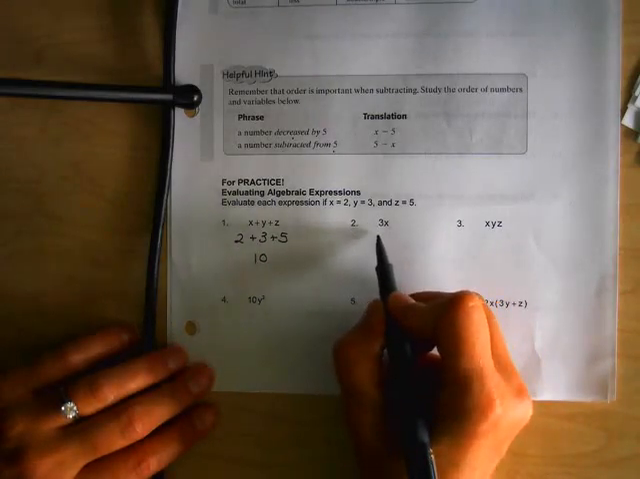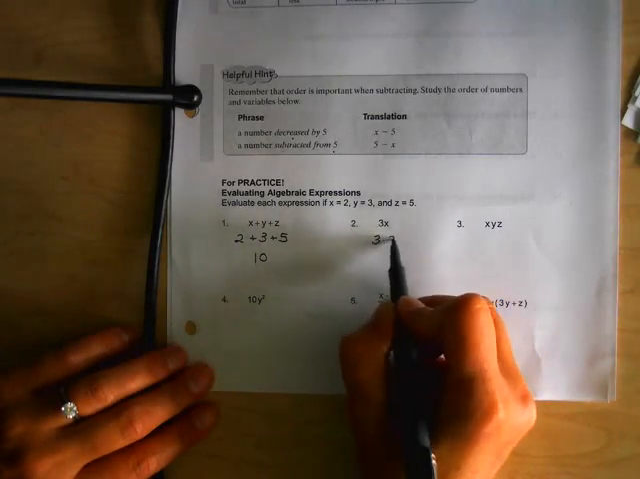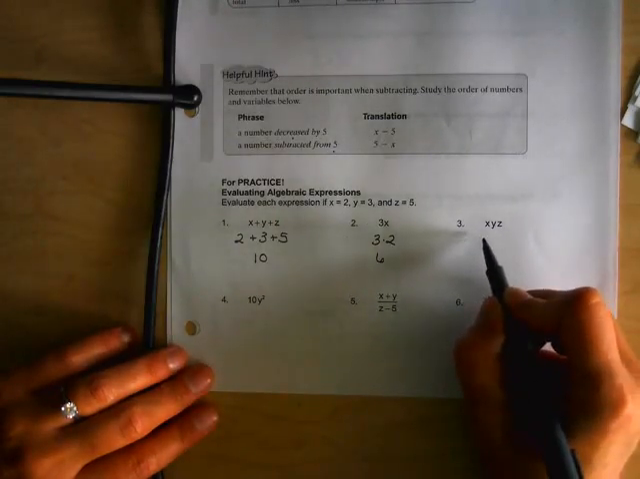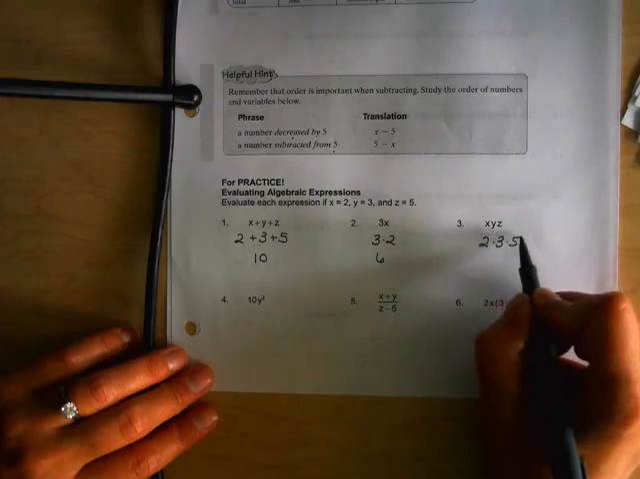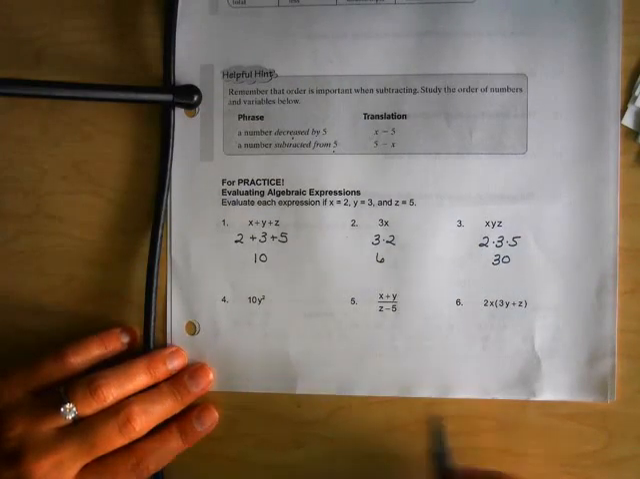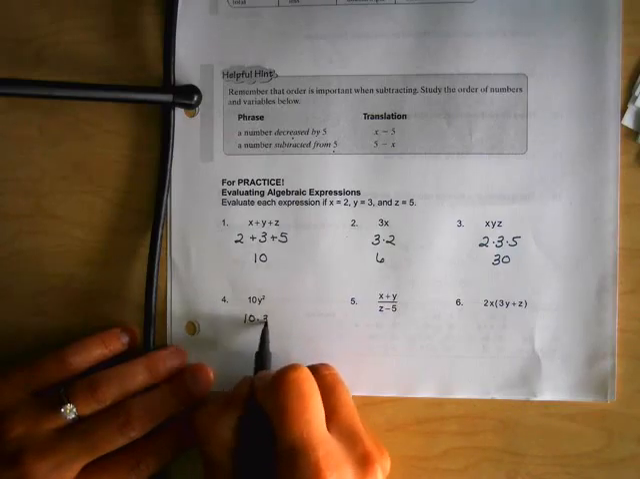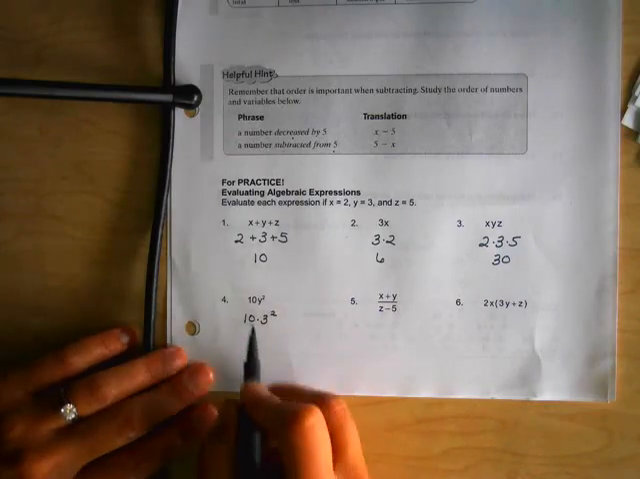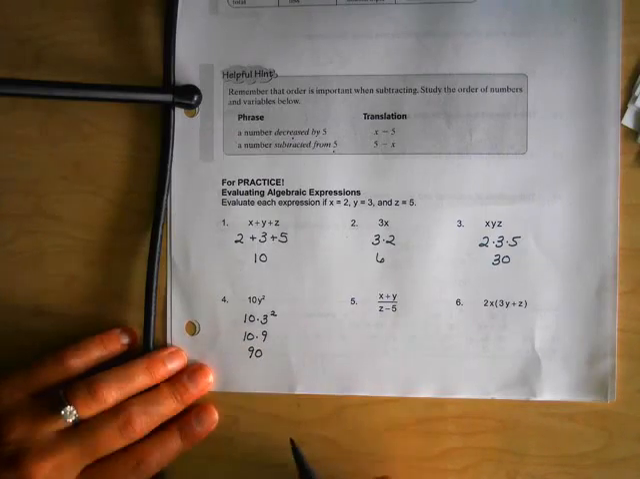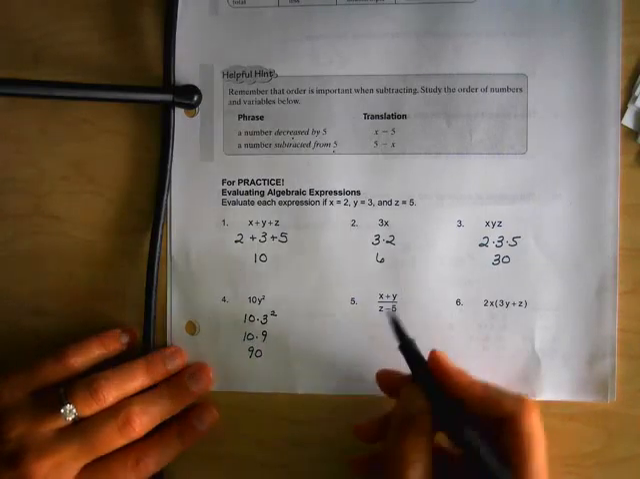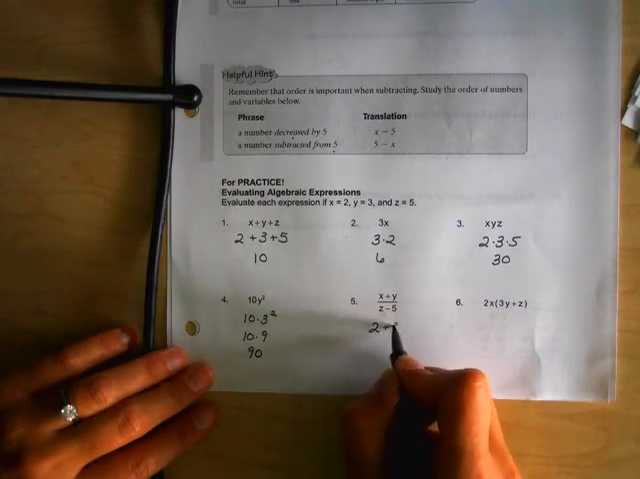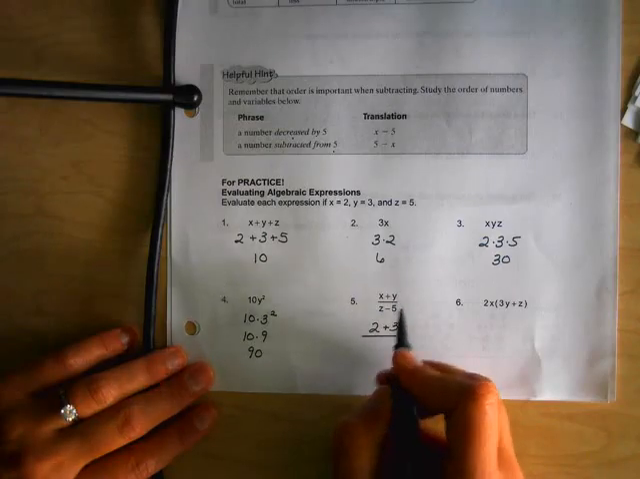Okay. For number 2, that should just be 3 times 2, so you guys should just get 6. For 3, 2 times 3 times 5, I'm hoping you guys got 30 for that. All right, 10 times 3 squared. Well, 3 squared is 9. Did you guys get 90?